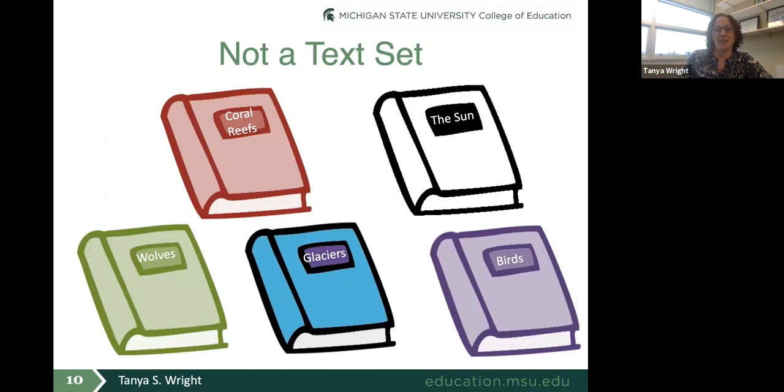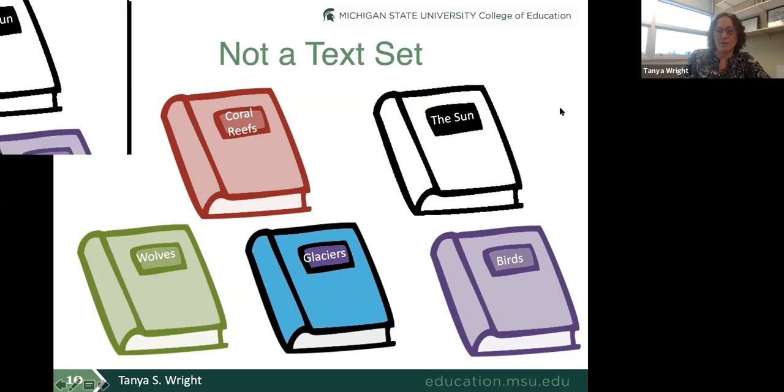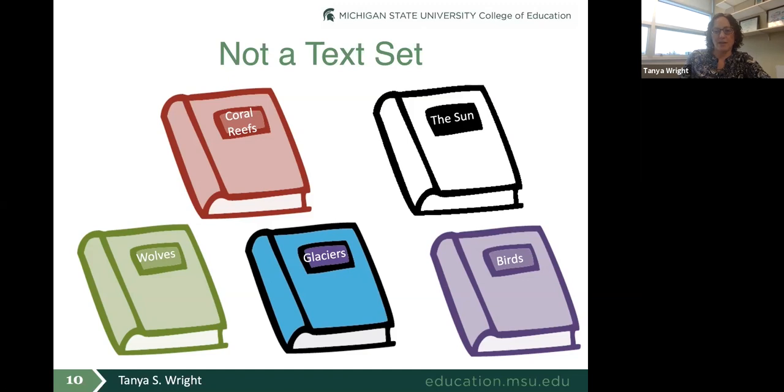Okay, so sometimes it's easier to explain what things are by what they're not. So here's not a text set. It's Informational Text Week. So on Monday, we read about coral reefs. On Tuesday, we read about the sun. On Wednesday, we read about wolves. On Thursday, about glaciers. And on Friday, we're going to read about birds. Okay. So this is not a set of texts that are conceptually or thematically related in any way. They're about totally different topics with totally different concepts. Okay. So that's not a text set.